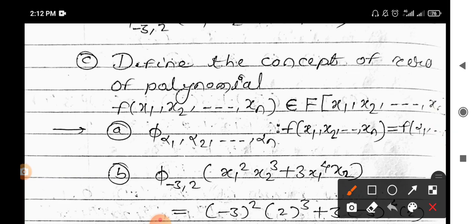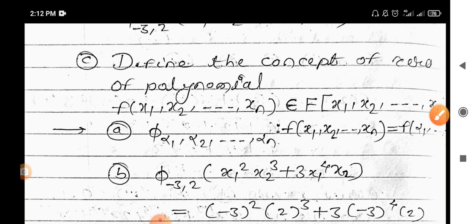We have to find the polynomial f of x1, x2, xn goes to x1 replaced by alpha 1, x2 replaced by alpha 2, f of alpha 1, alpha 2, alpha n. It is the solution of the first question.